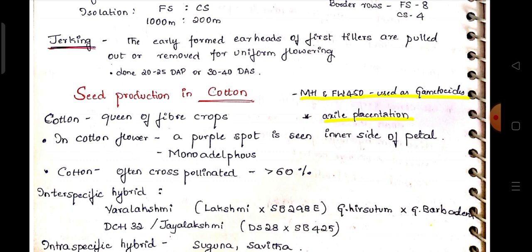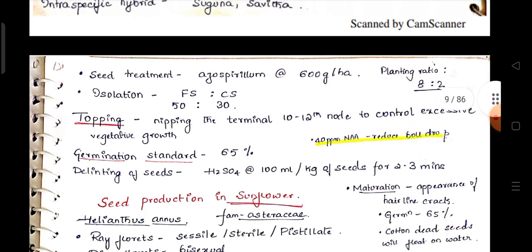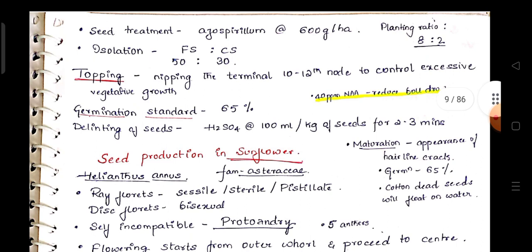Cotton is an often cross-pollinated crop where more than 60% cross-pollination takes place. Interspecific hybrids are Varalakshmi, then DCH32 and Jayalakshmi. Intraspecific are Suguna and Savita. Seed treatment with Azospirillum at the rate 600 gram per hectare. Planting ratio 8:2. Isolation distance for foundation 50 and certified 30.